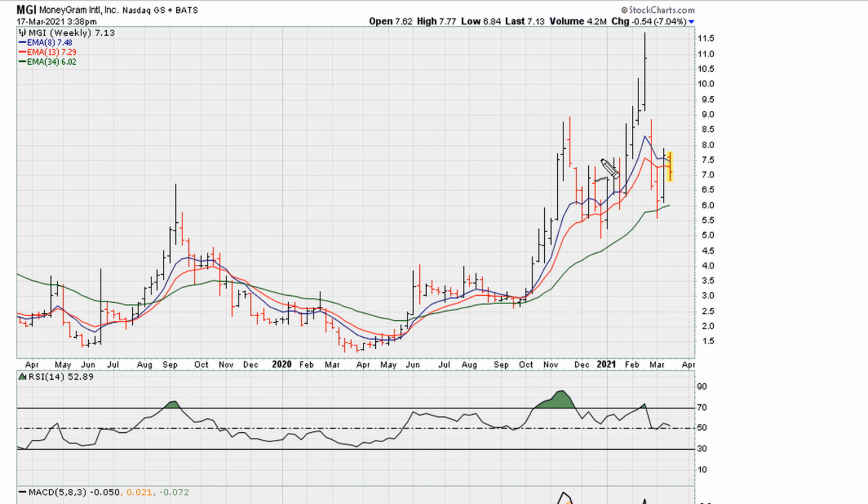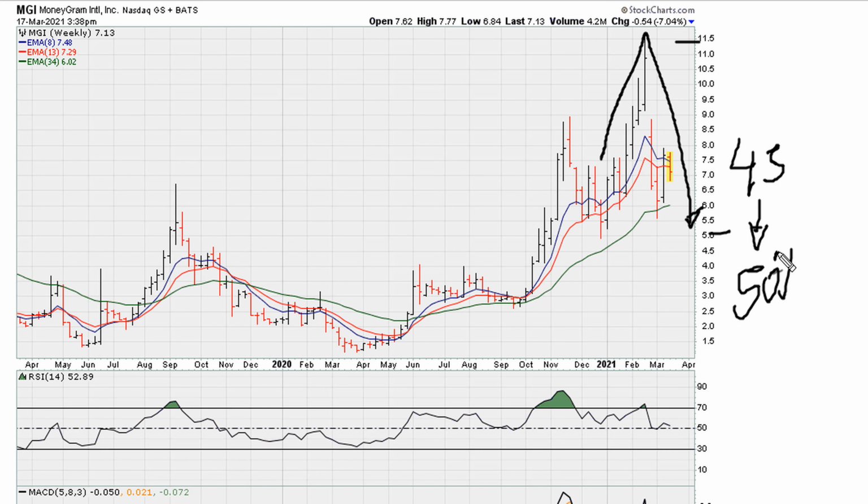We can see a nice move here from about 7.50 all the way to 11, and it has recently pulled back all the way to 5. So we can say that is close to, let's say, a 45 to 50% drop since the high. So now the question is, where is this resistance coming from? Can we do our best to explain why there seems to be some type of resistance here?